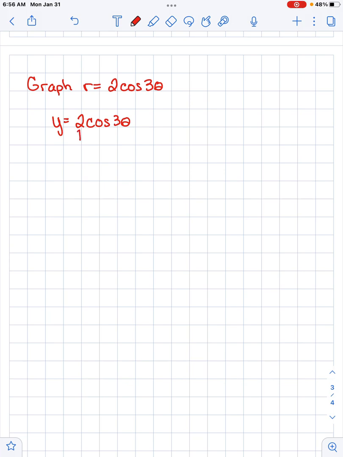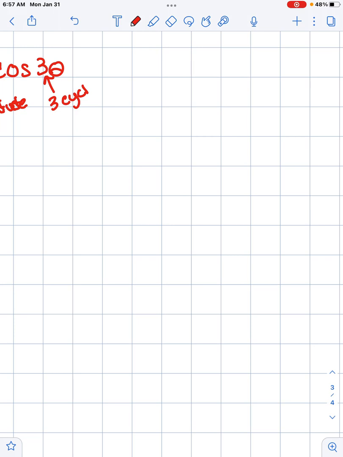Okay, so the first thing I know is that this is the amplitude. This is how tall. Normally cosine fluctuates between +1 and -1, but that 2 in front will make it fluctuate between +2 and -2. This 3 in front of the theta is telling me that 3 complete cycles of cosine will be done by the time we reach 2 pi. So 3 cycles of cosine from 0 to 2 pi.